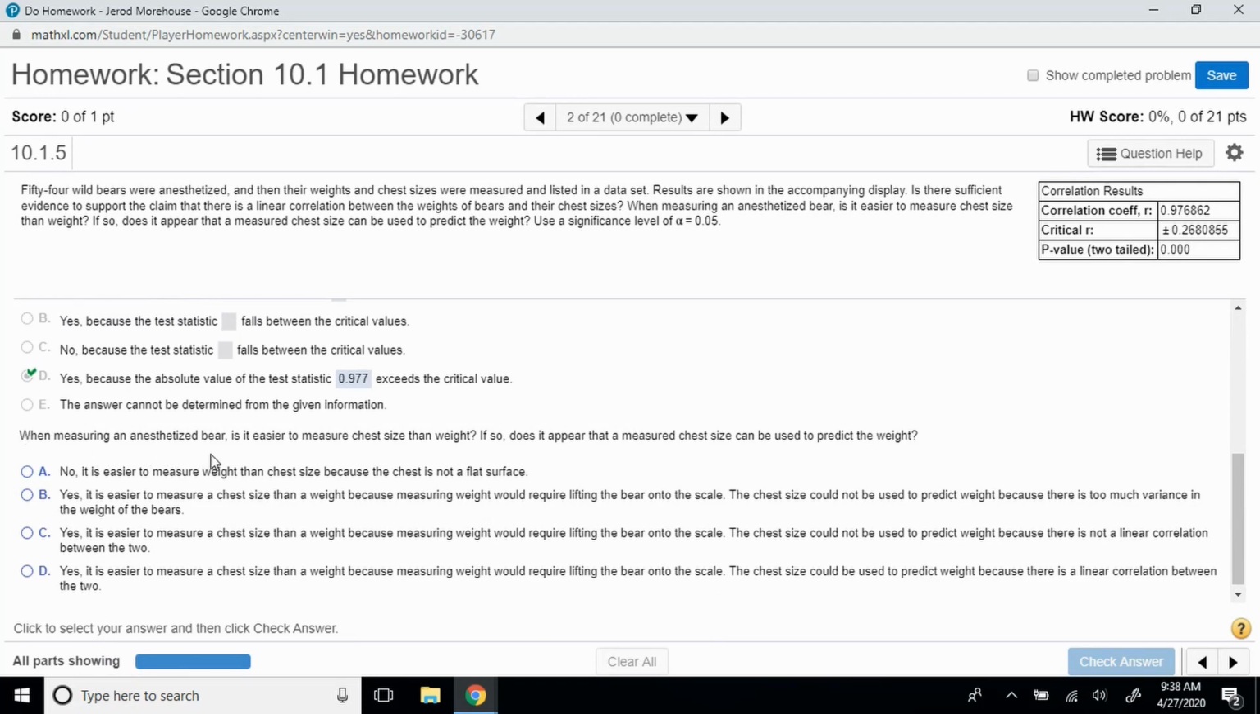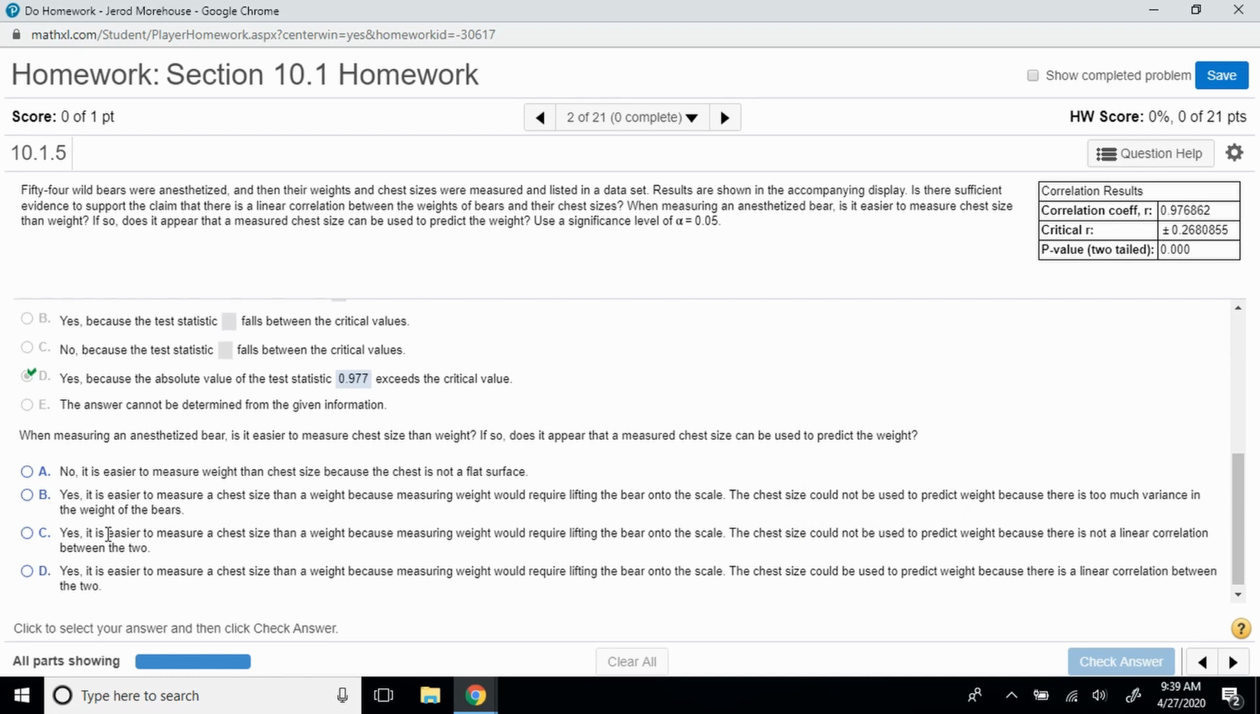When measuring an anesthetized bear, is it easier to measure chest size than weight? If so, does it appear that a measured chest size can be used to predict the weight? Well, they already told us it was easier to do chest size than weight, so the answer is going to be yes. Since it's easier, and we have a strong correlation here, we can use chest size to predict weight. So let's read through these yeses. There's 3 of them. Yes, it is easier to measure a chest size than a weight because measuring weight would require lifting the bear onto the scale. The chest size could not be used to predict weight. Ooh, that's not good. We're going to toss that one out.